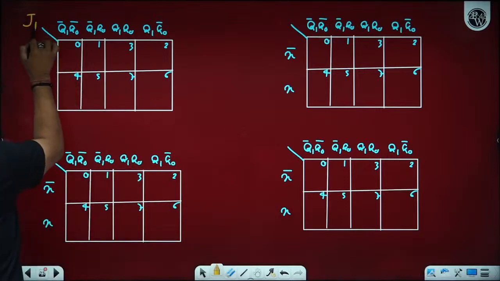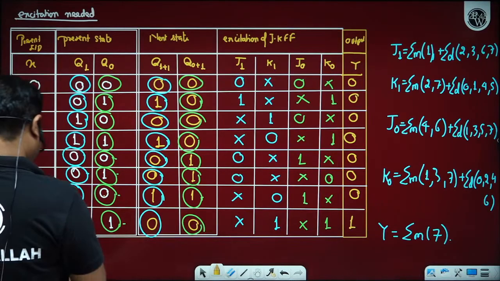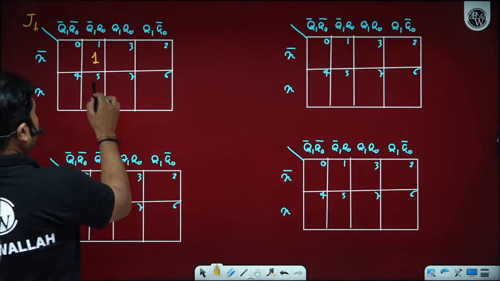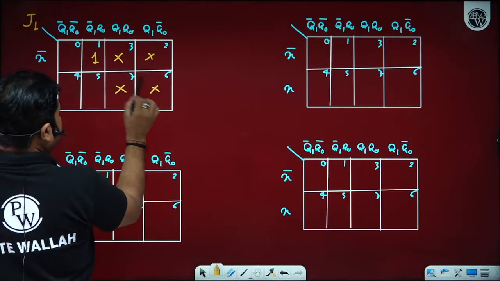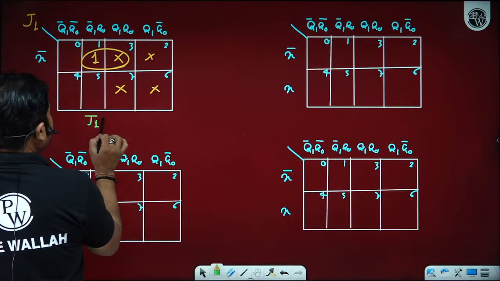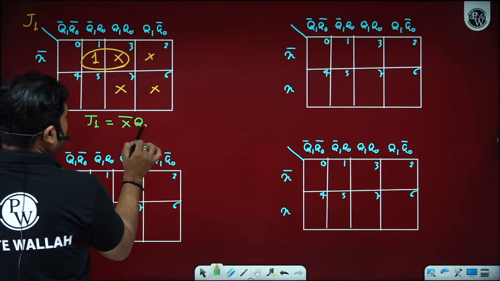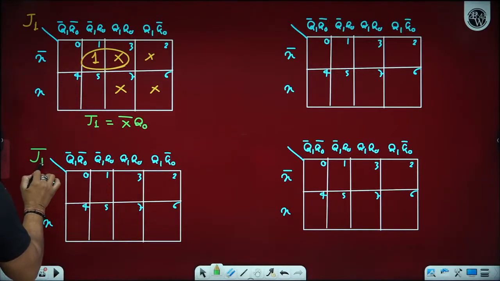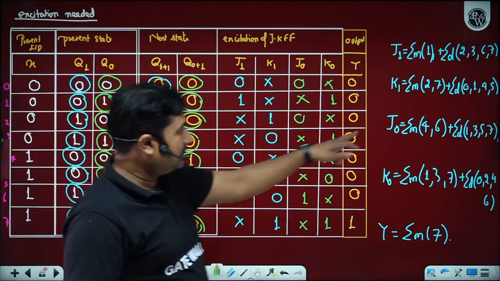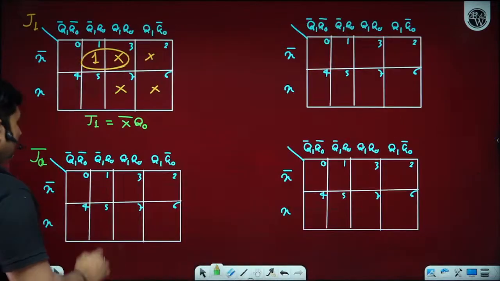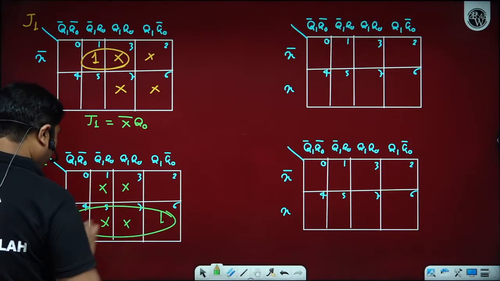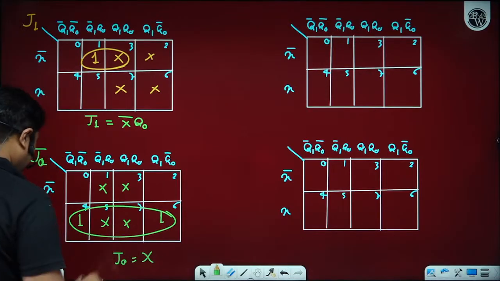So for J1, we have only present at 1 and don't cares are present at 2, 3, 6, 7. We have only one pair possible. With this pair, we are getting J1 equals X bar Q0. Similarly, for J0, you have to observe this one, 4, 6, 1, 3, 5, 7. So we have a quad possible. J0 will become input X only.